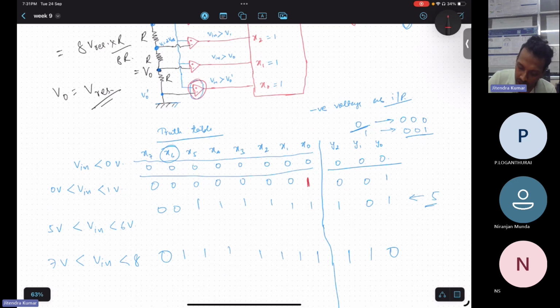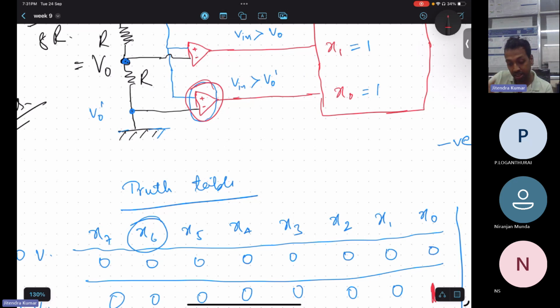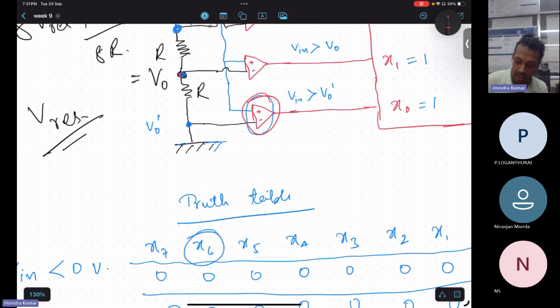Because this positive terminal Vin is less than the 1 volt and greater than the 0 volt. And whatever the V0 level here is, it is equal to V resolution, or equal to 1 volt.